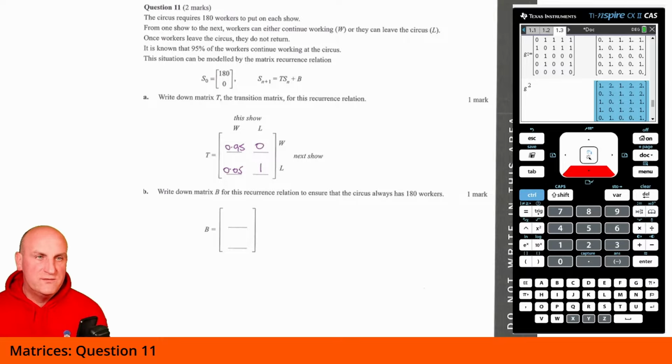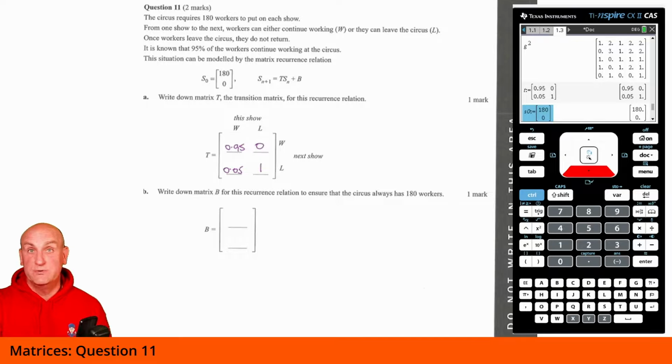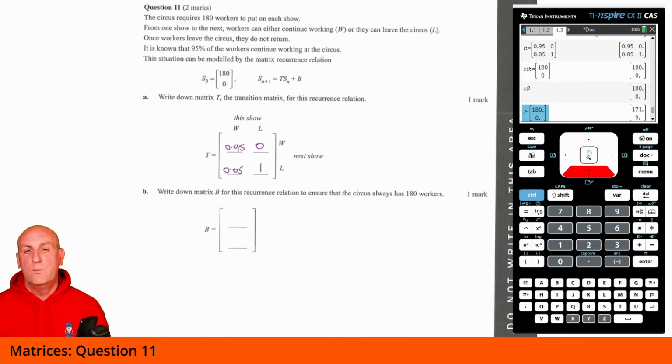Write down matrix B for this recurrence relation to ensure that the circus always has 180 workers. Now, when I go back to my calculator, what I did was I put my T into my calculator, you see order there for my transition matrix, and I put in my S0. I always use my calculator to put stuff in. It makes life much easier. And then I said, right, let's do what S0 is. So it's my previous answer, my answer register, and I did T times S0. What did I get? Well, I got 171 and 9.